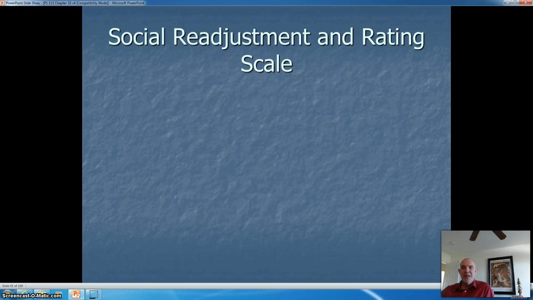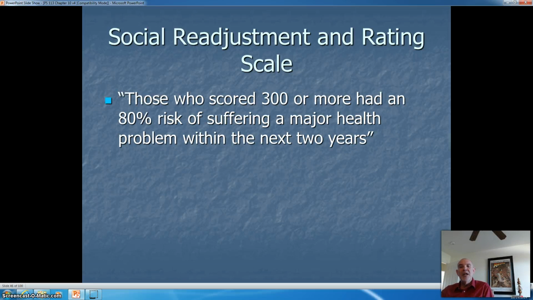Holmes and Rahe discovered that people who scored 300 points or more on the SRRS had an 80% risk of suffering a major health problem within the next 2 years, within the next 24 months. Now, we're not talking about a cold or a headache here, folks. We're talking cancer, heart disease, for athletes suffering a season-ending major injury. The SRRS is still studied and researched today. It's a very useful tool.